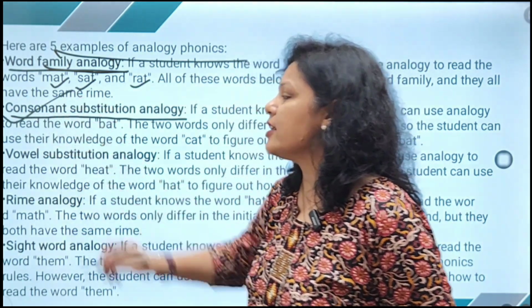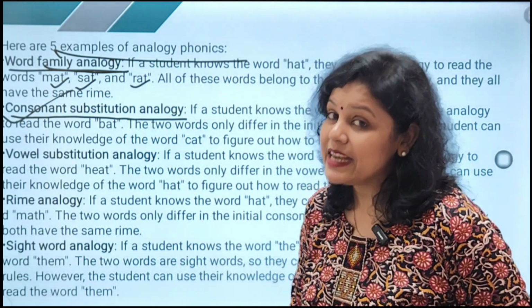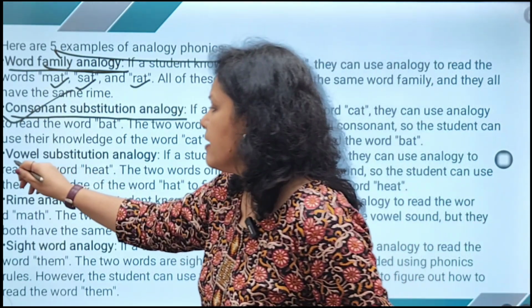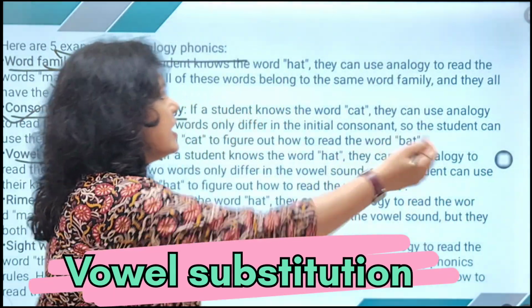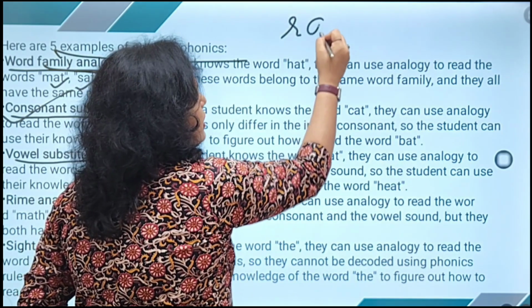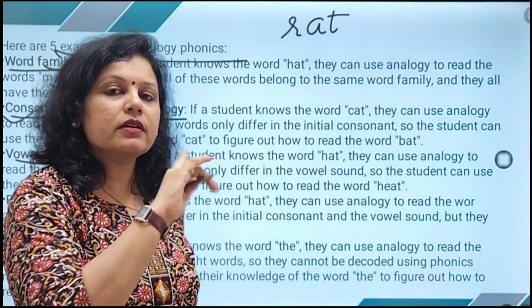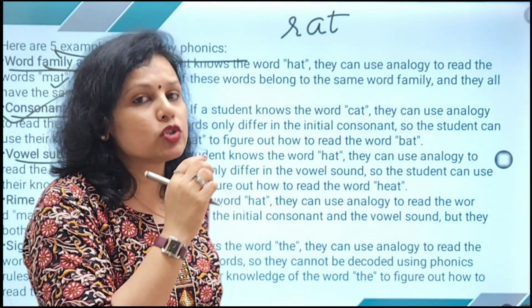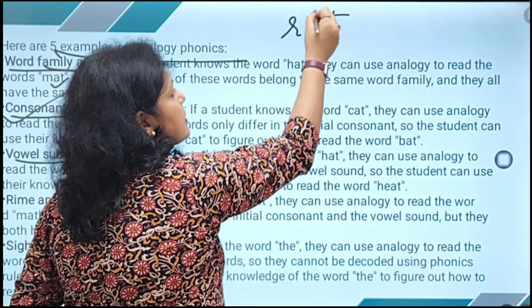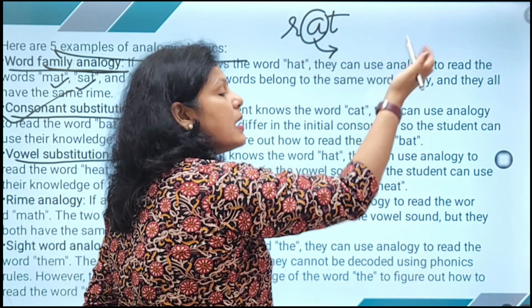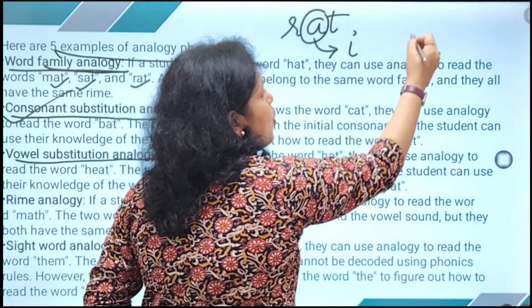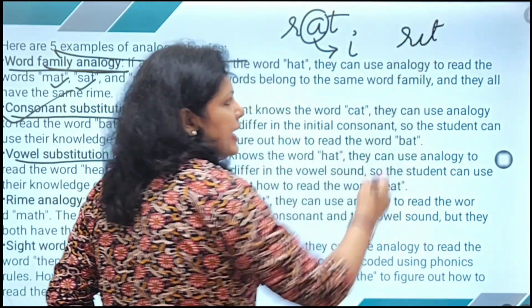So the second analogy phonics is the consonant analogy. Similarly, vowel substitution analogy. Now vowel substitution analogy means, if I am teaching a word like this, here I am not substituting the consonant, but I am substituting the vowel, that is, replacing a with some other vowel like e. So what is the word? R, e.